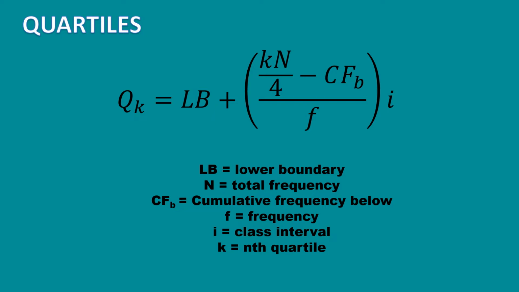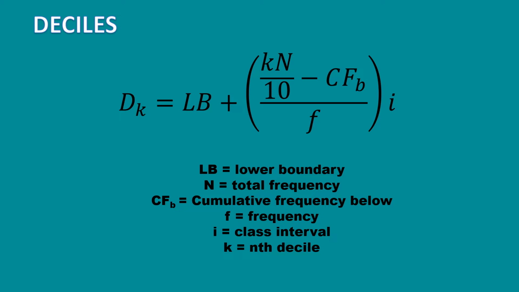Here is the formula for quartiles. Q sub k is equal to the lower boundary plus k, that's your nth quartile, times n divided by 4, minus the cumulative frequency below, divided by the frequency, times the interval. The formula for deciles is D sub k is equal to the lower boundary plus the quantity of k, that's your nth decile, times n divided by 10, minus the cumulative frequency below, divided by the frequency, times the class interval.